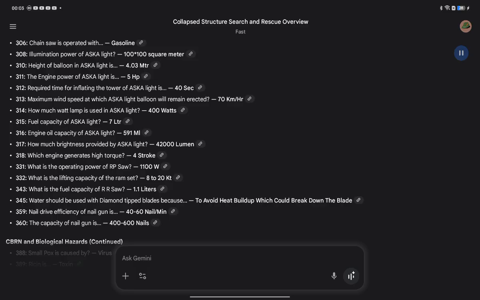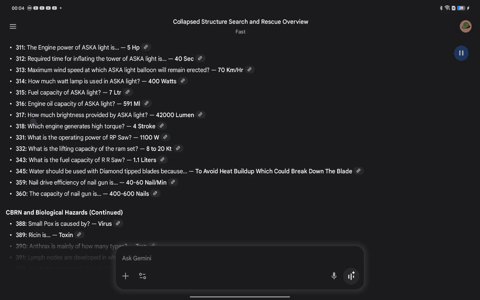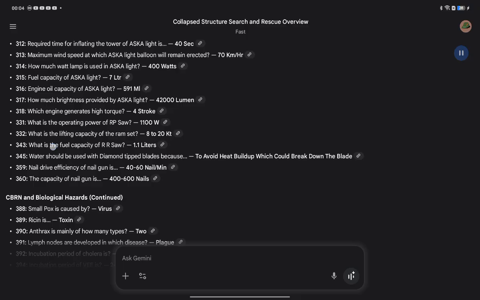311. The engine power of ASCA light is 5 HP. 312. Required time for inflating the tower of ASCA light is 40 sec. 313. Maximum wind speed at which ASCA light balloon will remain erected 70 km/h. 314. How much watt lamp is used in ASCA light? 400 watts.